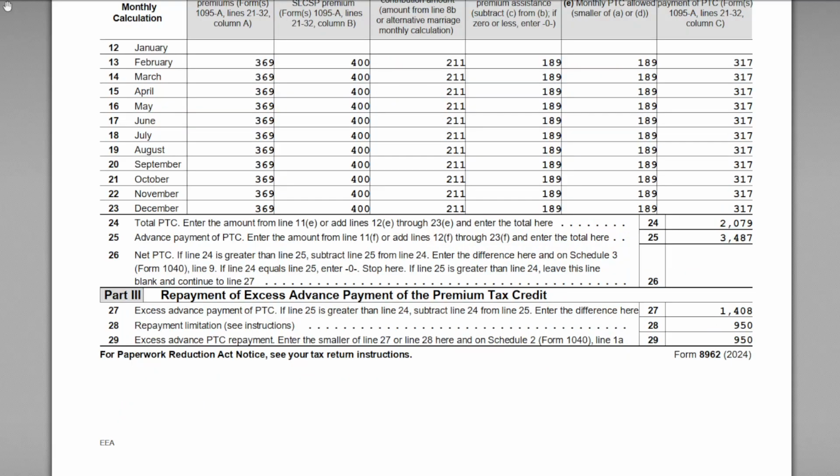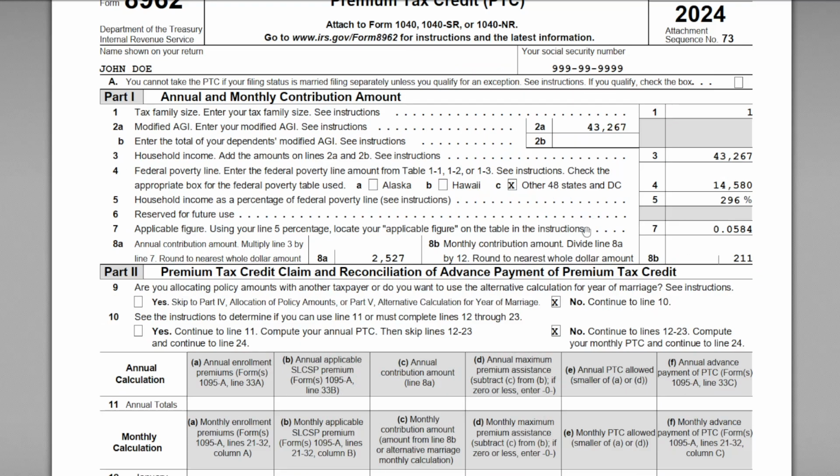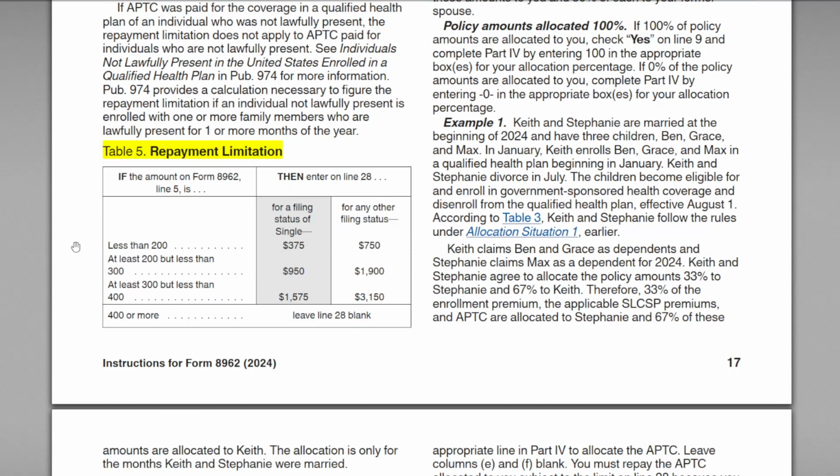So if we look at the 8962 again, remember line 5, our factor here was 296%. So if we look at the table again, 296% falls within this range here, right? At least 200, but less than 300. And based on our filing status of a single filing taxpayer, the repayment limit is going to be $950.